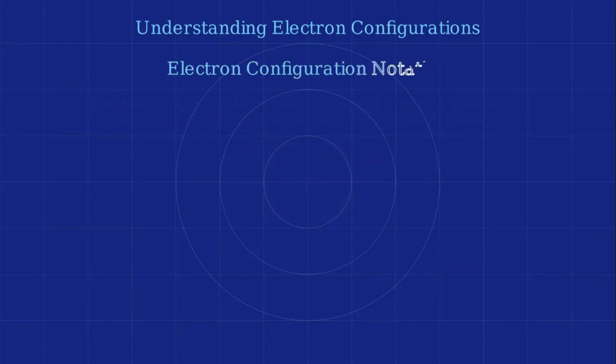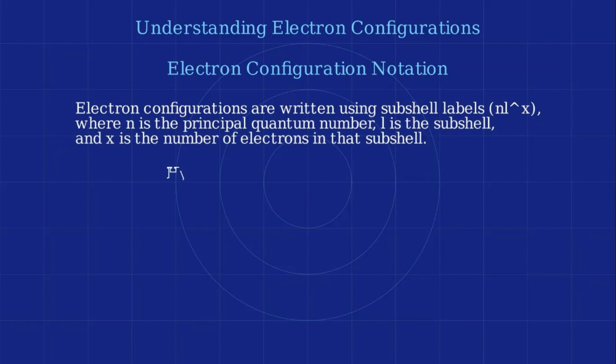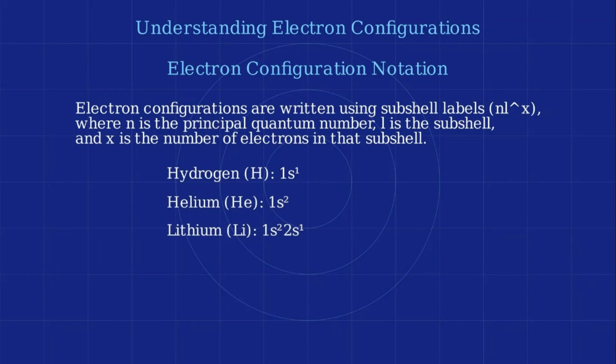Electron configurations are written using subshell labels. For example, hydrogen has 1 electron in the 1s orbital, written as 1s¹. Sodium can be written as 1s² 2s² 2p⁶ 3s¹, or using the shorthand noble gas notation as [Ne] 3s¹.